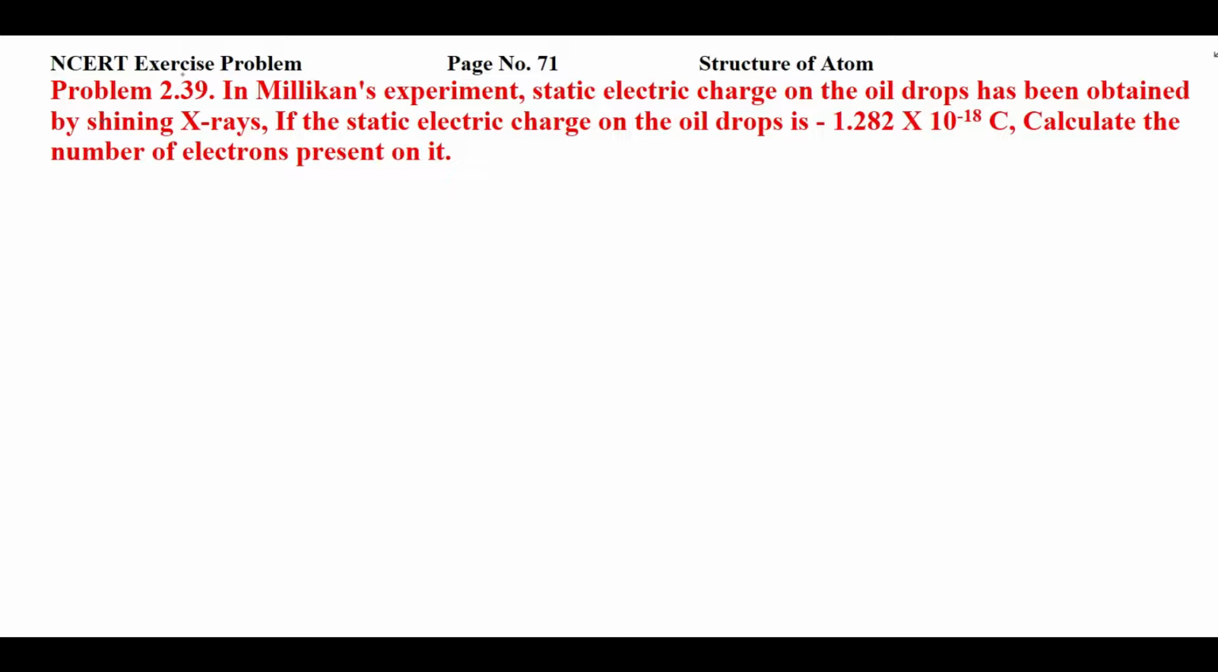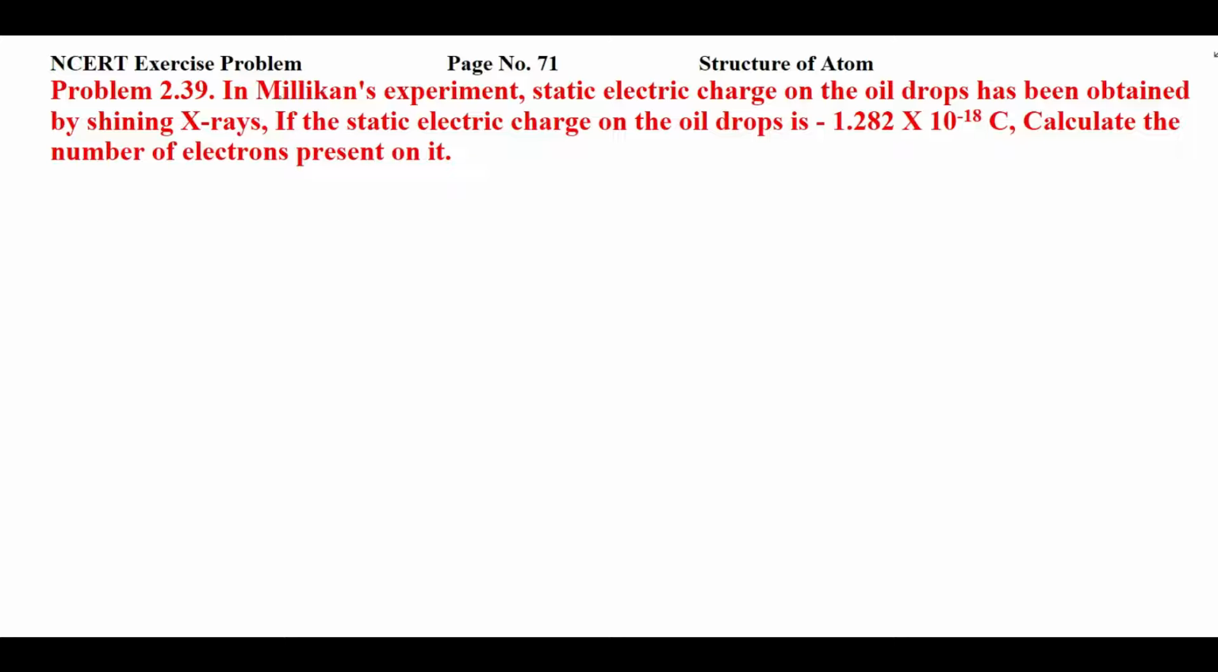Students, this is NCERT exercise problem 2.39 from page number 71 of Structure of Atom, right? So let's read the statement. In Millikan's experiment, static electric charge on the oil drops has been obtained by shining X-rays. If the static electric charge on the oil drops is minus 1.282 into 10 raised to power minus 18 coulomb, calculate the number of electrons present on it, right?